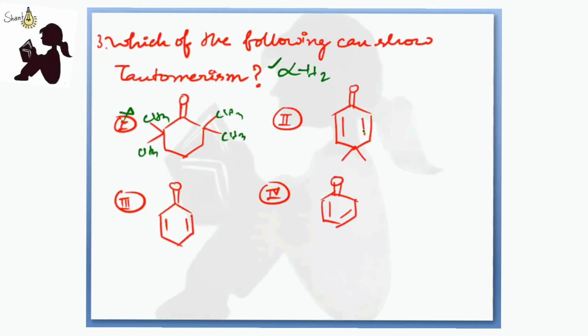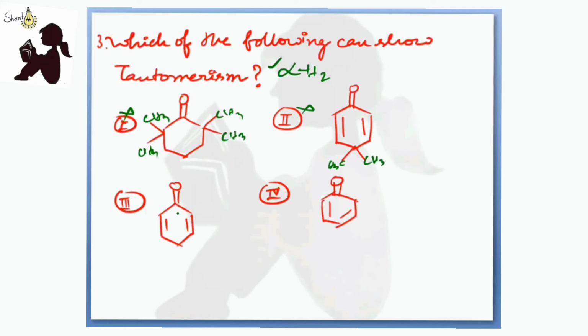Okay. Now for here, you can see that this is a double bond, this is a double bond. So there should be an alpha hydrogen in the neighboring atom to form the tautomer. But as you can see, it has two CH3 groups here, so no alpha hydrogen is present here. So it is also not forming tautomer.